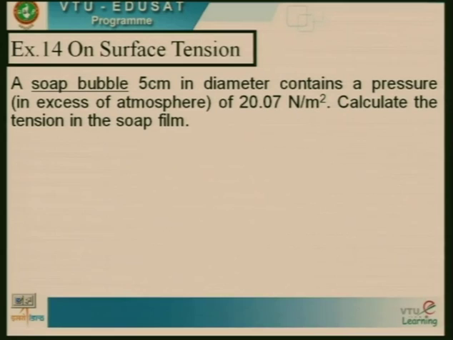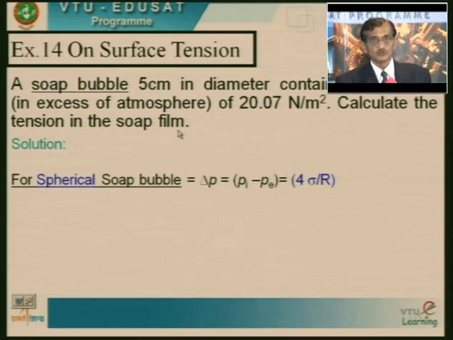Now, let us take a question, read the statement. A soap bubble 5 centimeter in diameter contains a pressure in excess of atmosphere of 20.07 Newton per meter square. Calculate the tension in the soap film. So, definitely it is a very simple question. We will see how to solve this.